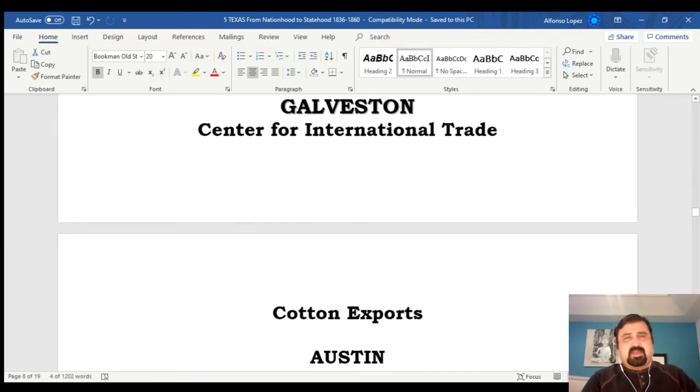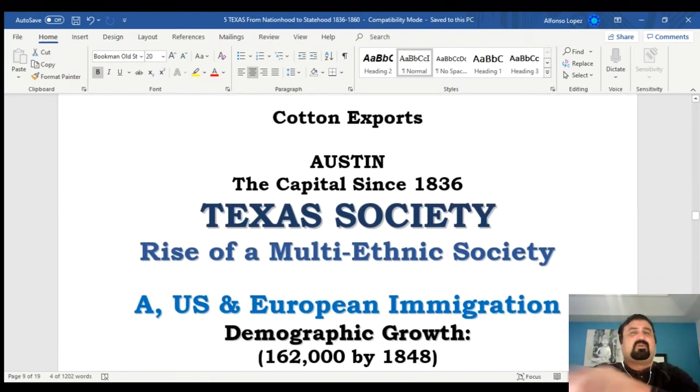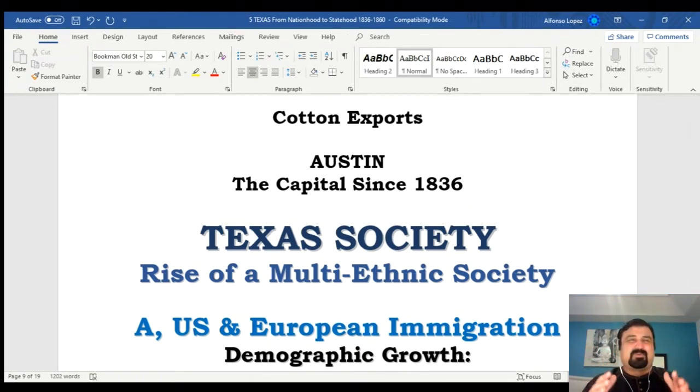Cotton exports will be the main activity of the city of Houston when it came to exports. We're going to be talking about cotton for quite a while. When we talk about Texas history, cotton is inseparable, whether we're talking about the Republic or the period when it was a state in the United States, before the Civil War, or even the Civil War itself.